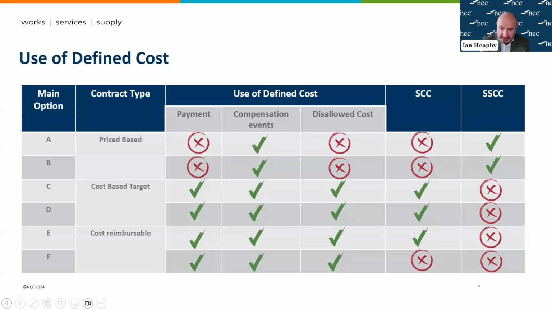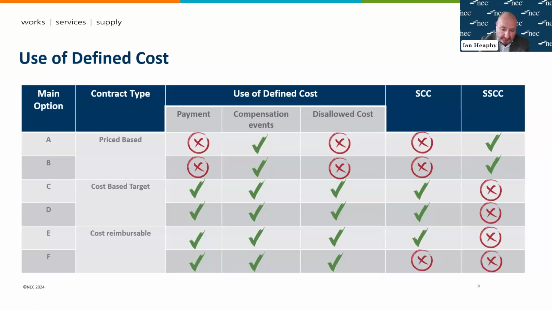In options C, D, and E, we have defined cost doing this dual function, assessing the cost of compensation events, determining the price for work done to date. And so here we need to consider the concept of disallowed cost, and we'll talk about that later. And we also use the schedule of cost components, if you like, the full schedule, because that gives us the level of detail we need to actually audit and verify the amounts being claimed. But we'll talk again in more detail about that and how that is sometimes added to in practice.